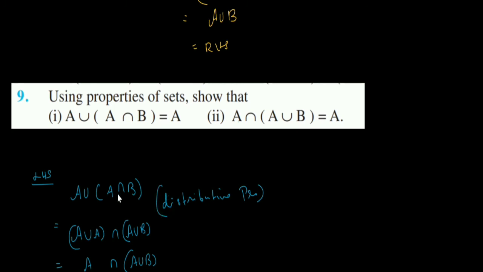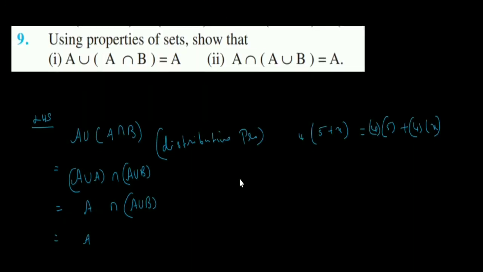A union A, this intersection will come in the middle, A union B. This is, as I told you, your normal multiplication over addition. So 4 into 5, you'll write 4 into 5. This middle plus will come in the middle. And 4 into x. So the same thing we are using here. A union A intersection, this one will come in the middle, A union B. A union A will be A itself.